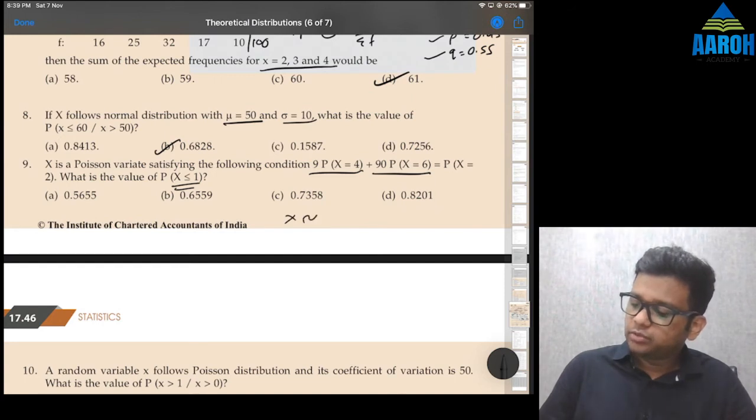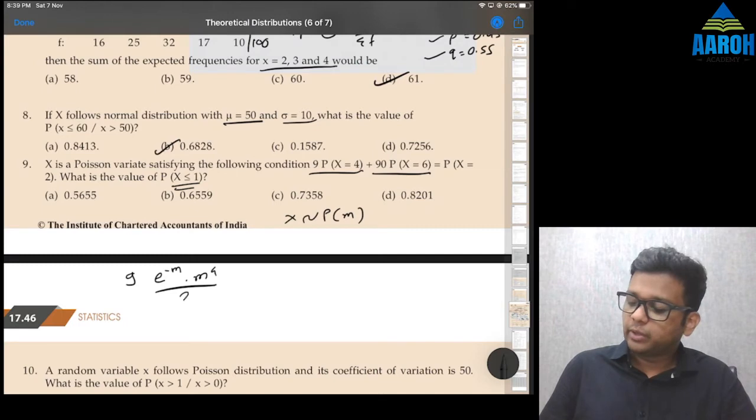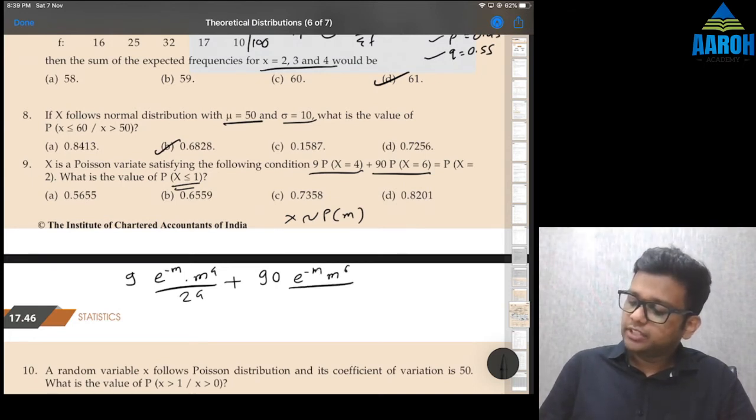Let's assume x follows Poisson distribution with parameter m. So 9 into probability that x is equal to 4 will be e raised to minus m into m raised to 4 upon 4 factorial, 24, plus 90 into probability that x is equal to 6 will be e raised to minus m into m raised to 6 upon 6 factorial, 720, is equal to probability that x is equal to 2, that is e raised to minus m into m square upon 2 factorial, 2.